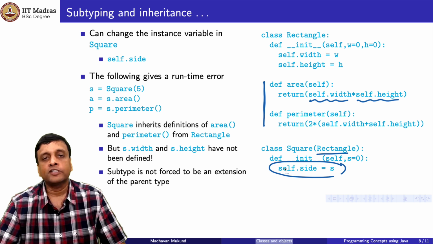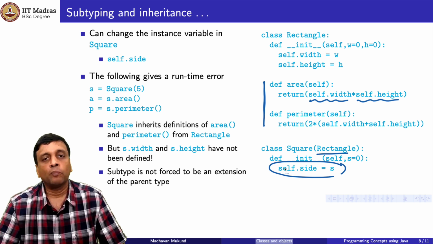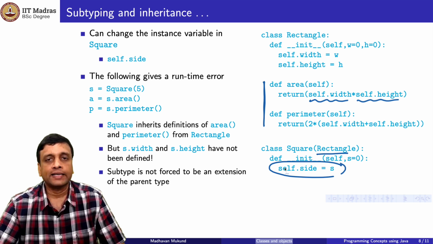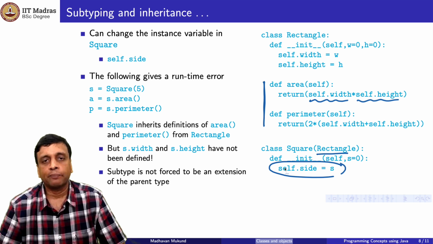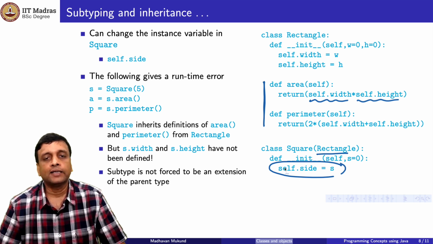So the subtype is not forced in some sense to be a proper extension of the parent type. Normally we say that the subtype can do everything that the parent type can do and more, and in particular that means that it should have all the instance variables that the parent type would have declared and more, because the functions would use these instance variables. But here in Python we are able to do this kind of crazy thing where we can set up instance variables in the subtype and omit some instance variables from the parent type. Okay? So this is clearly not a good thing.